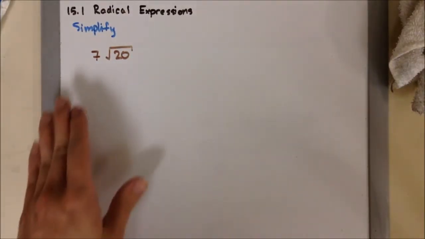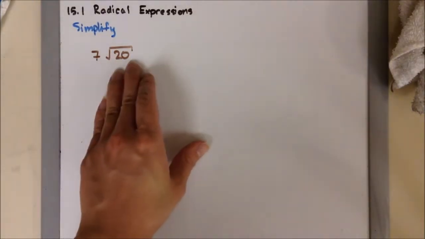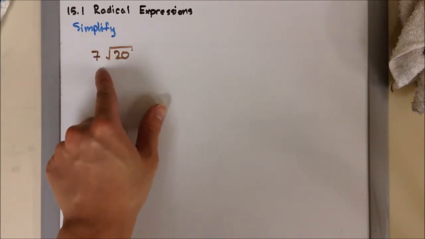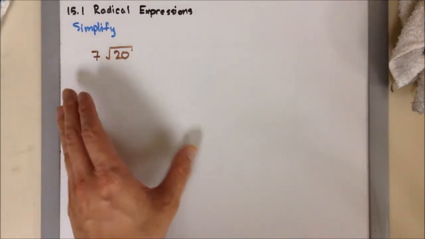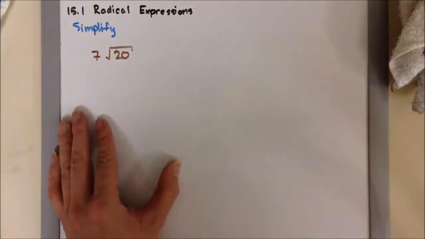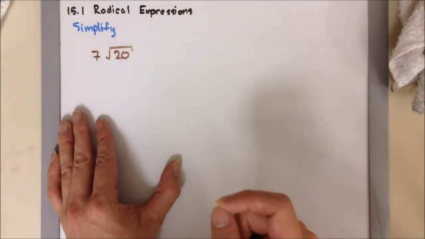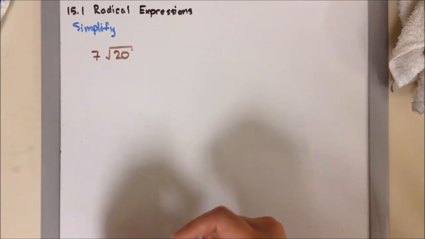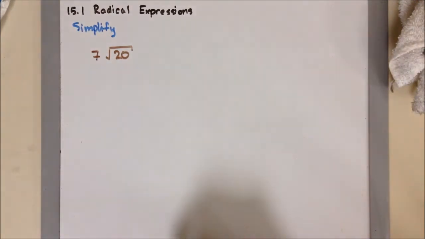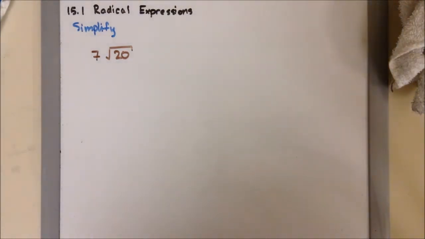In this example, we have 7 square root of 20, meaning that 7 is multiplying to the square root of 20. So in this example, we have a number that's outside the square root. That means that this number, the 7, will play a part in finding our final answer. So make sure you don't forget your 7.